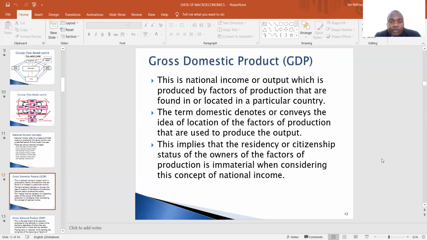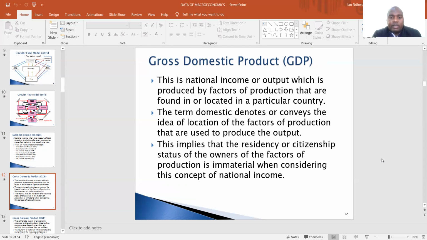What is GDP? Gross domestic product refers to national income or output which is produced by factors of production that are found in or located in a particular country.